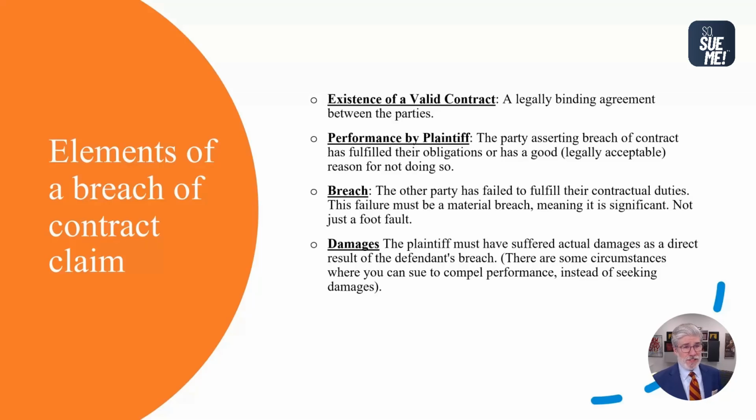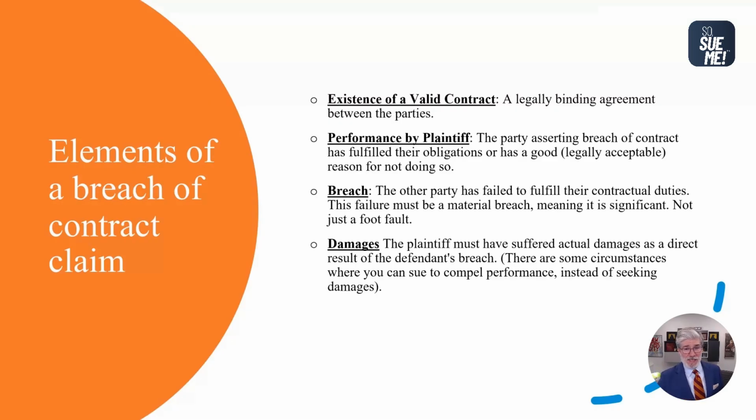Then you have to prove breach. You have to prove that the other party of the contract failed to fulfill their contractual duties, and the failure has to be material, meaning it's got to be important to the contract. And then lastly, you have to prove damages. The plaintiff has to have suffered some actual damages as a direct result of the defendant's breach. Now, there are circumstances where you can sue somebody to compel their performance with a contract instead of seeking damages or for some kind of declaration about the contract. I'm not going to get into those today. That is more complex than this episode wants to be. Generally speaking, you have to prove damages.